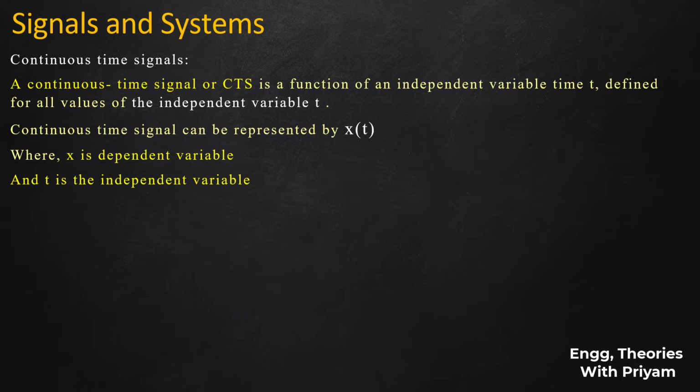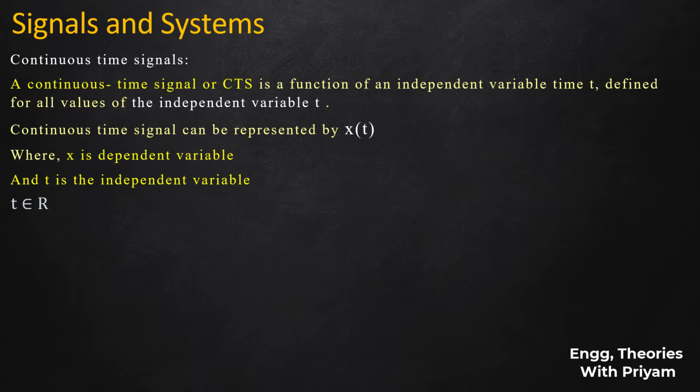For a continuous time signal, the independent variable t is continuous, that is, it can take any value on the real axis or the x-axis. So for the continuous time signal, we can write t belongs to the real numbers R. There can be more than one independent variable, but the signal defined by x(t) depends on only one variable t. The continuous time signal x(t) can also be represented graphically.